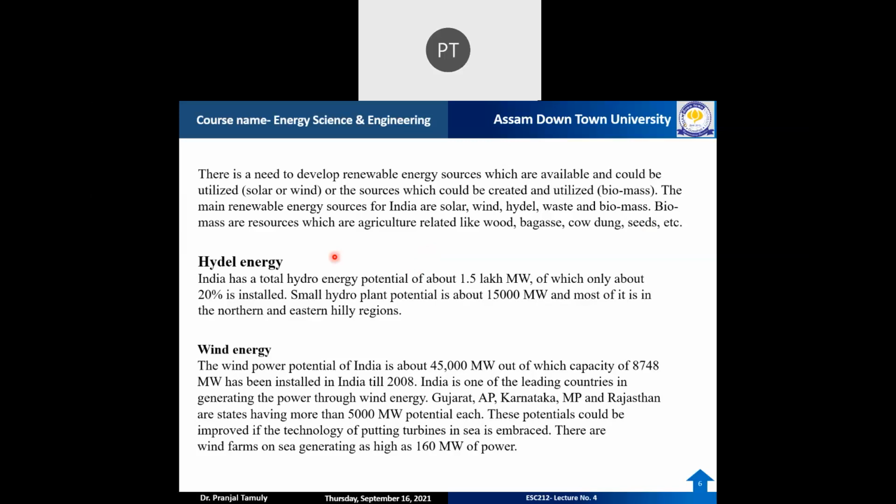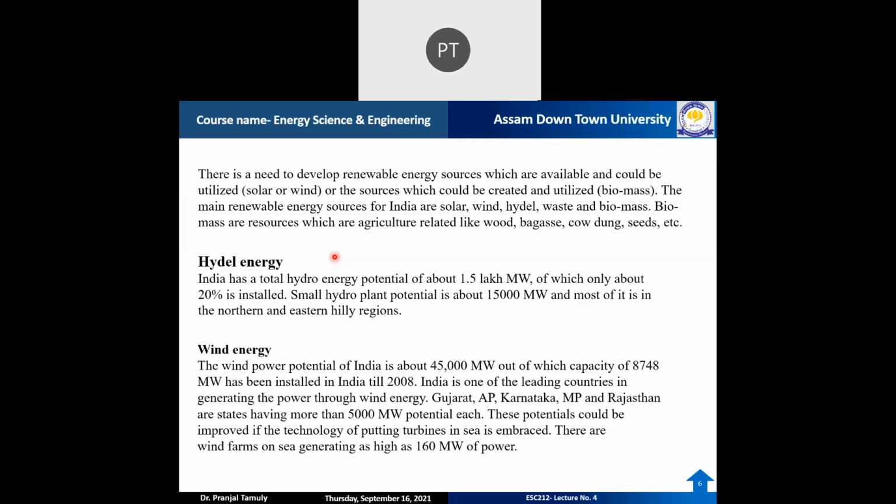What is the potential of India in renewable sources of energy? So India has a total hydro energy potential of 1.5 lakh megawatt, of which only about 20% is installed. So we have a very large capacity of hydropower energy, but only 20% of this energy we are able to tap right now. So small hydro plant potential is about 15,000 megawatt. Most of it is in northern and eastern India.